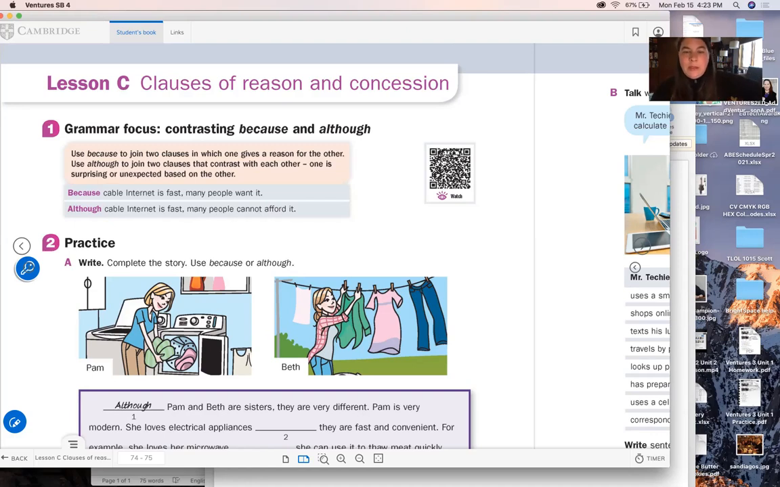So as we look at this video, please remember we use because to show a close connection, usually positive and positive or negative and negative. And although are those contrasting statements. Okay, let's take a look.